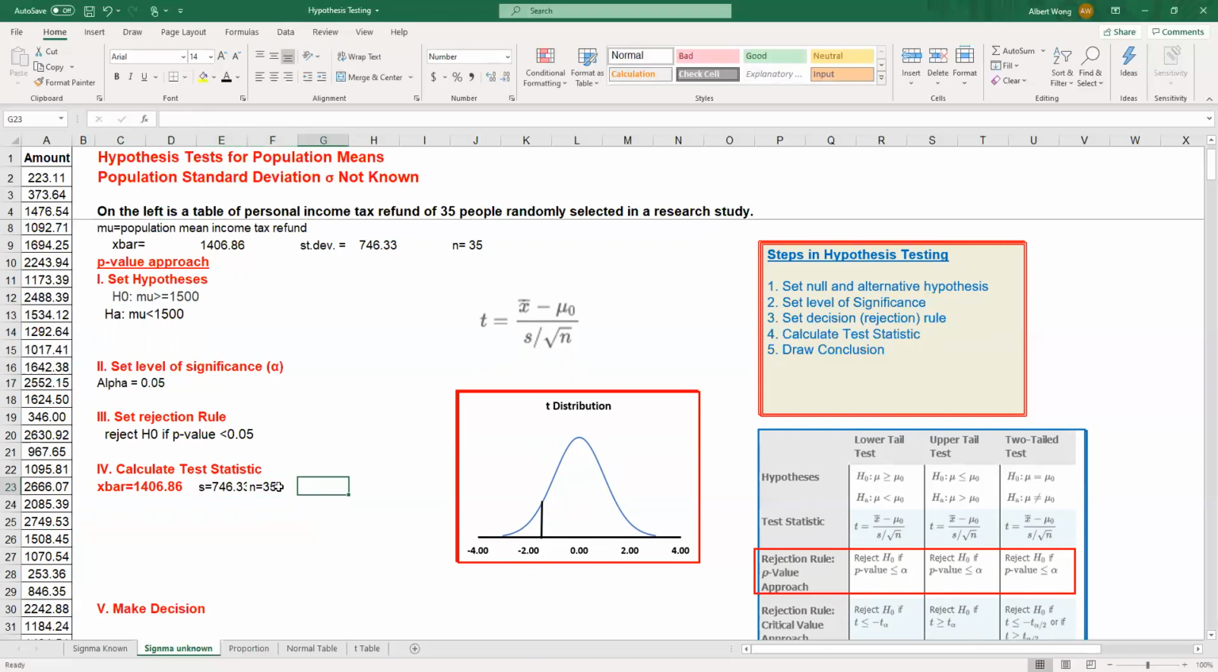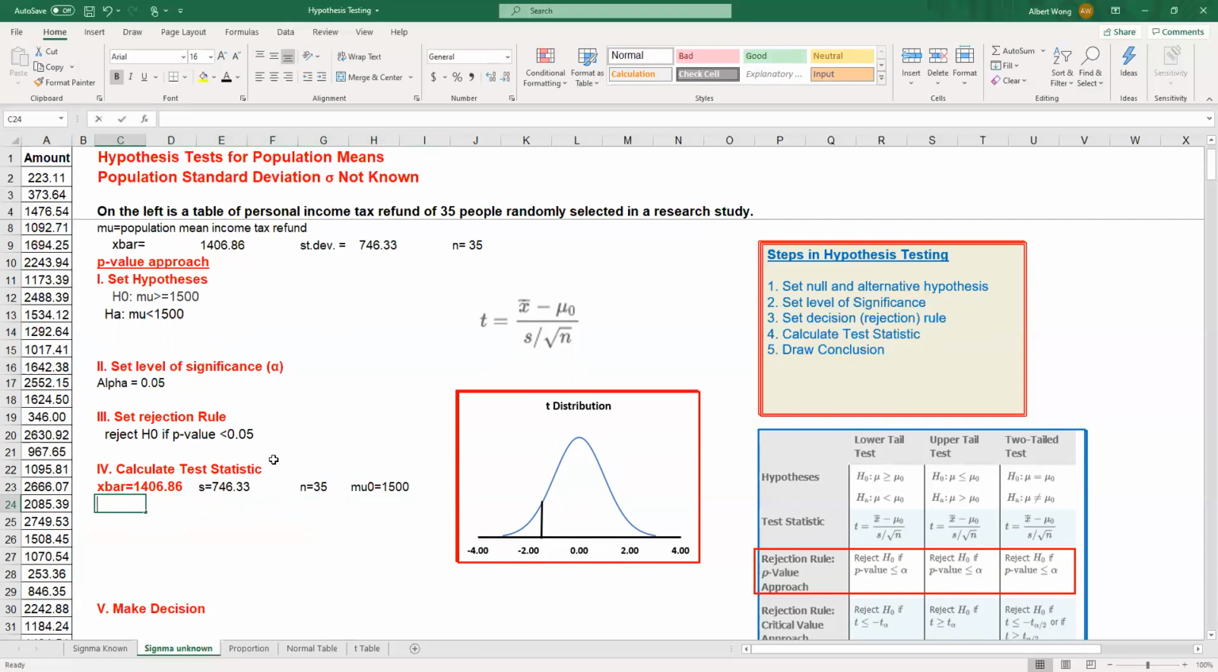Oh, sorry, it's too close. And mu0, of course, is equal to 1,500. Okay, so now let's calculate the test statistic.